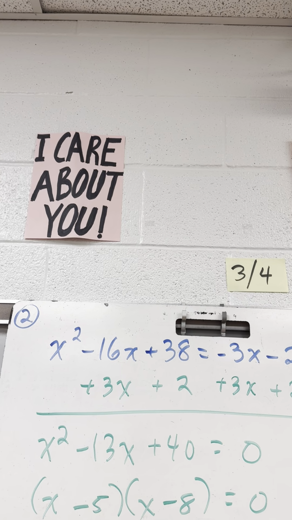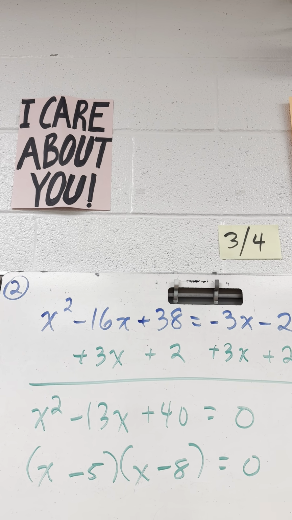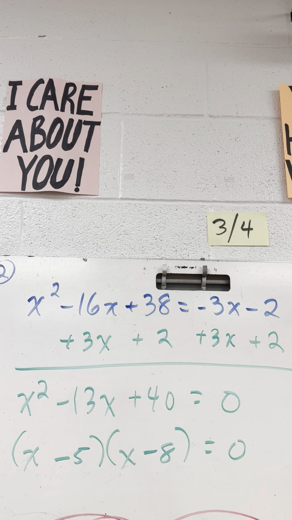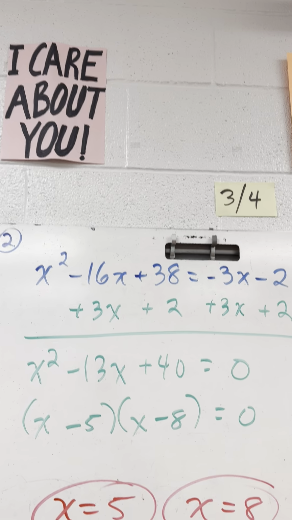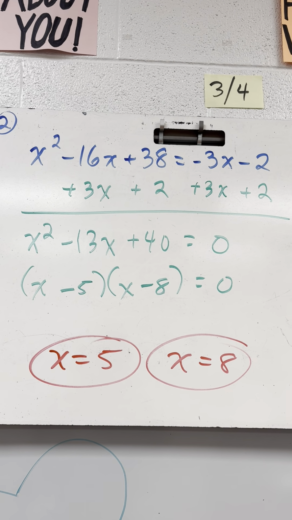X times x equals x squared. Negative 5 times negative 8 is positive 40, and negative 5 plus negative 8 is negative 13. Hopefully it makes sense that my answers will be positive 5 and positive 8. Okay?